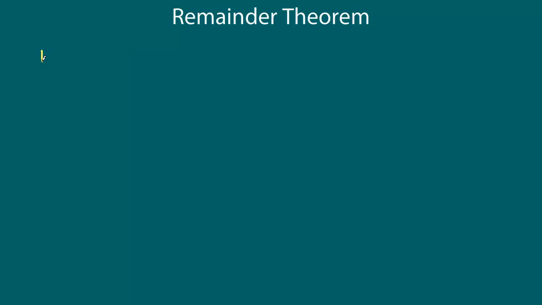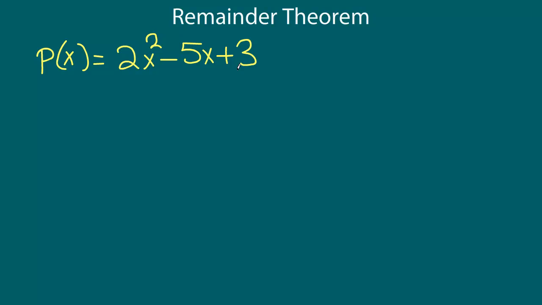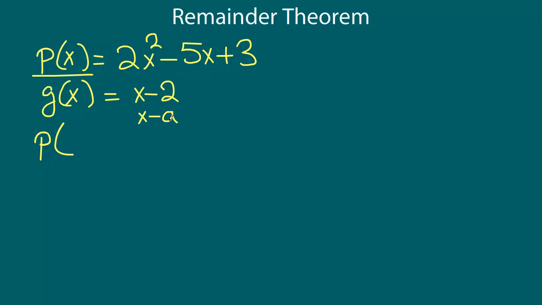So let's say we take p(x) as a quadratic polynomial, maybe 2x squared minus 5x plus 3. Let's say this is our quadratic polynomial, and we want to divide this by g(x), where g(x) is, let's say, x minus 2. So the remainder theorem is saying that when you actually do this division, the divisor will be simply x minus a. So a will be equal to 2, right? So if you find out the value of this polynomial at x equals 2, that should give us the remainder. That's what the remainder theorem is telling us.